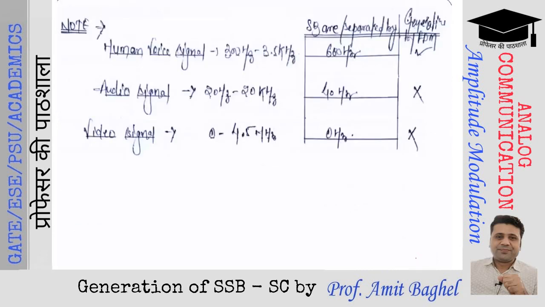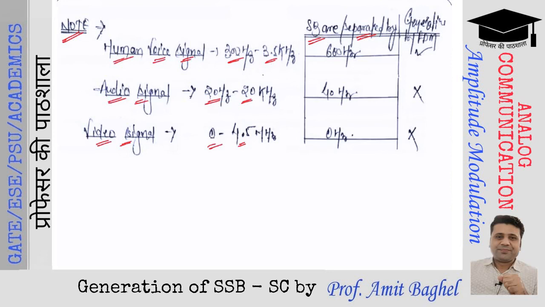Let us take a note. Let us consider three different message signals. We have a human voice signal which ranges from 300 hertz to 3.5 kilohertz. We have an audio signal which ranges from 20 hertz to 20 kilohertz. And we have a video signal which ranges from 0 to 4.5 megahertz. Let us observe the sideband separation between the upper sideband and lower sideband for all these three message signals.